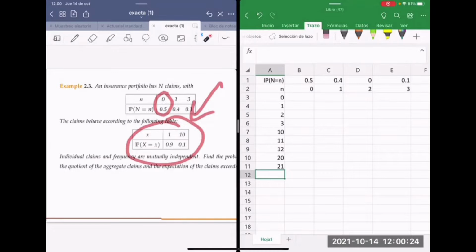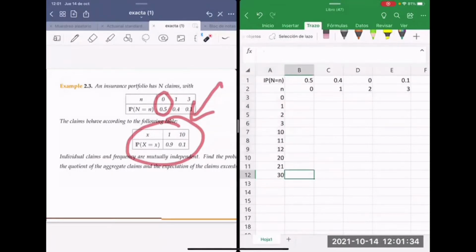Why not? In order to have a 22, we would need to have 2 10s and 2 1s, but that's not possible because the frequency random variable ranges just from 0 to 3. The last value is just 30, because in here we're talking about having 3 claims, each worth 10, 10, and 10. That's it. So this here will be the range of the random variable of aggregate claims.